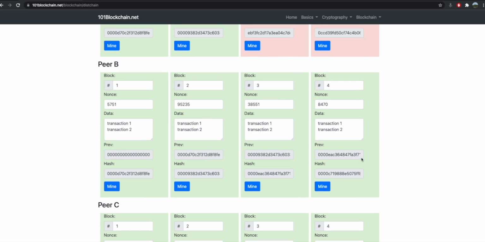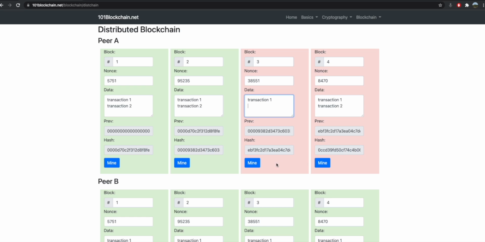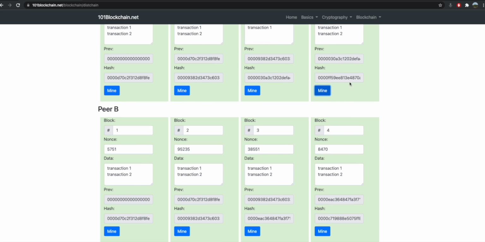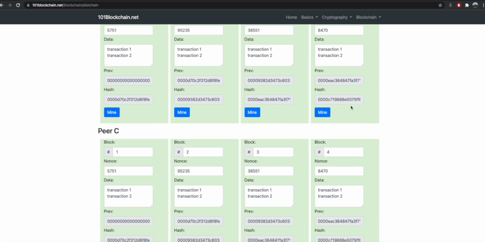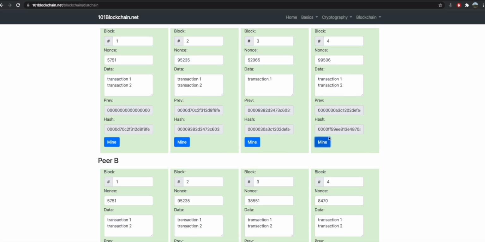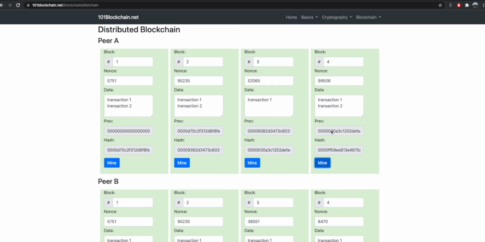Let's correct peer A's chain by remining the impacted blocks. So I'll remine this, and I'll remine this. Even after remining, this hash is different from the corresponding hash of the other peers. See how these two are the same? C719, C719, and these two are different from the first one, which is FF59. By the majority rule, the blockchain copy of peer A will be outvoted and rejected and probably kicked out.